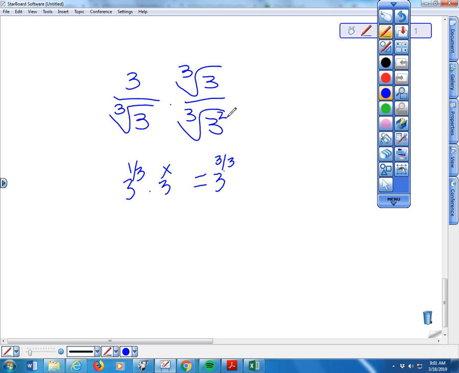So what I need to do to rationalize this is use the cube root of 3 squared, because that's 2/3. When I write the cube root of 3 squared as a fraction, that's 3 to the 2/3. So if I make this 2/3, then that gives me the exponent of 1 that I need: 1/3 plus 2/3 is 3/3, which equals 1.